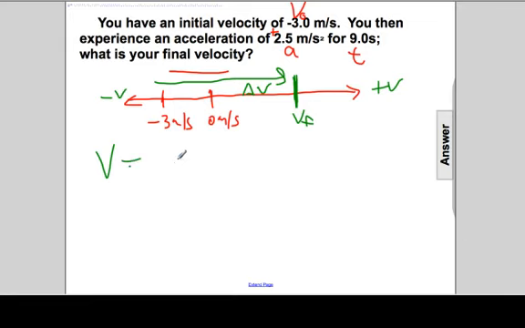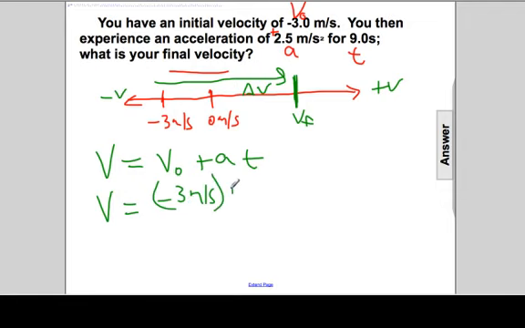Your final speed is your starting speed plus your acceleration times your time. This is kinematic equation number 1. It tells us how fast we're going after we accelerate. Your initial speed is negative 3 meters per second plus the acceleration, positive 2.5 meters per second times the time, 9 seconds. Excuse me, the acceleration is meters per second squared.